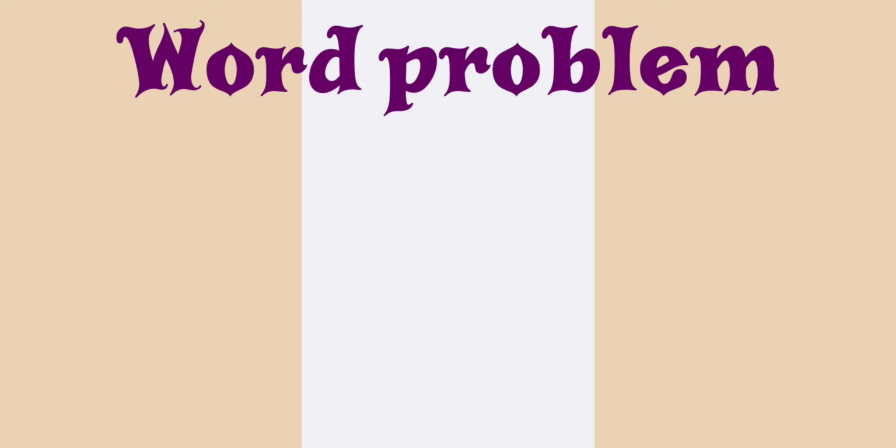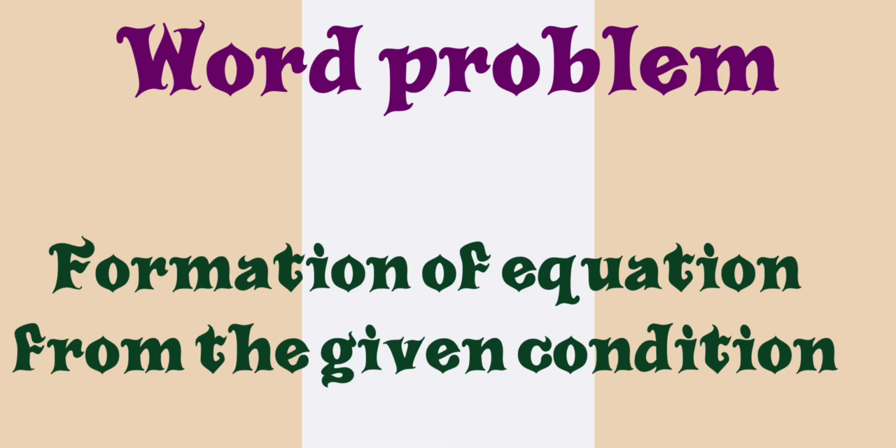So, students, these were some of the examples of your textbook related to the algebraic method for finding the solution of a pair of linear equations. Now, we are moving to word problems. But before starting the word problems, you need to know how to form the equation from the given condition. So, first of all, we will learn how to form the equation and then we will move to word problems, because if you don't know how to form the equation, then you won't be able to solve any of the word problems.